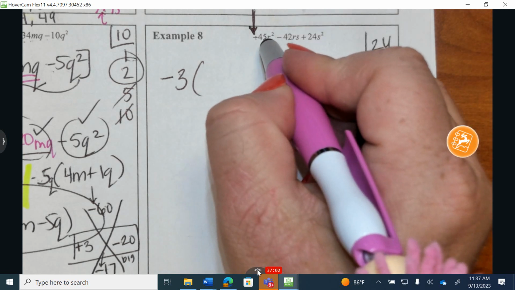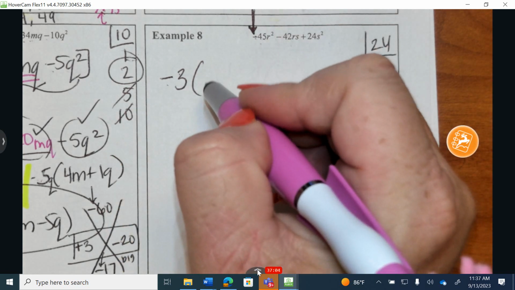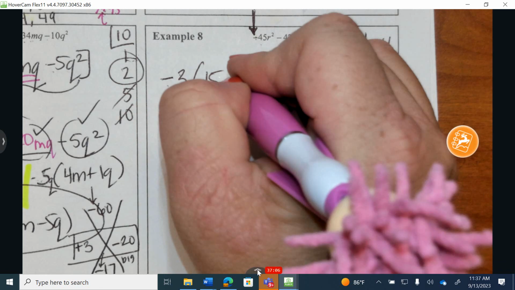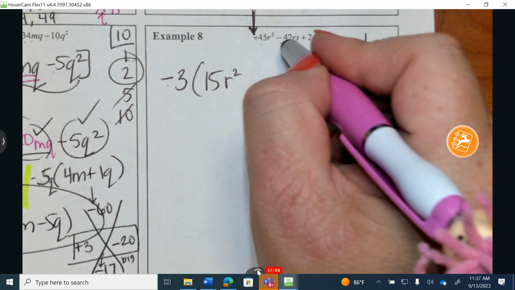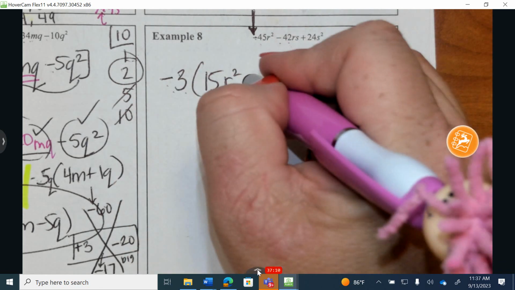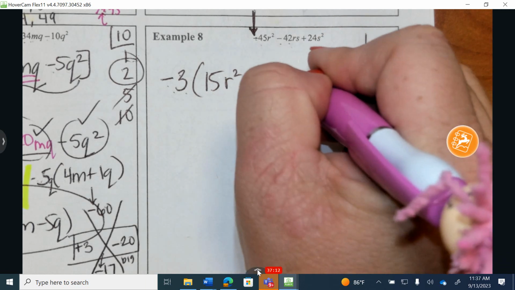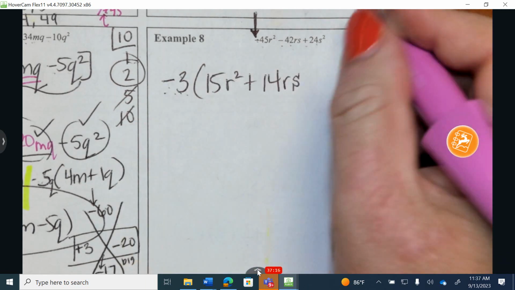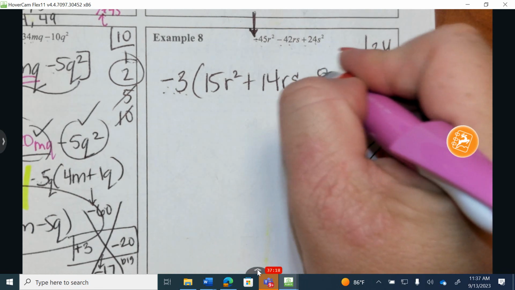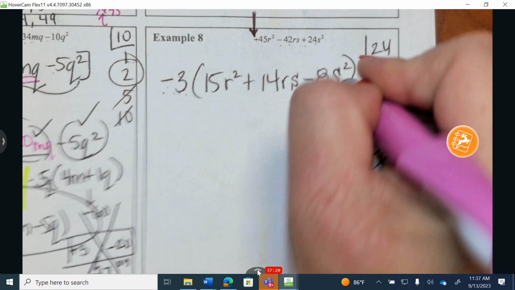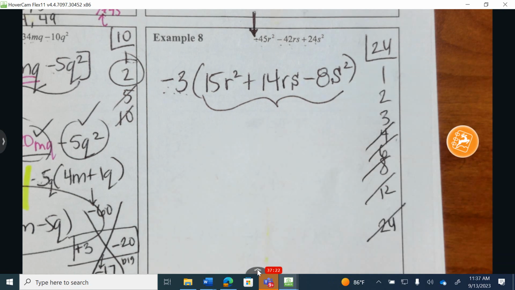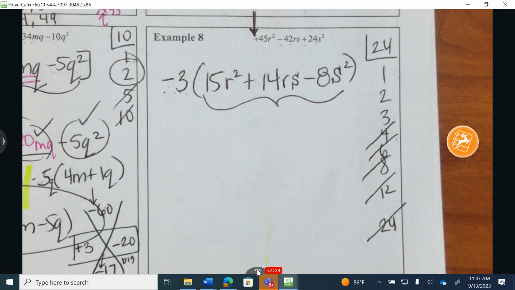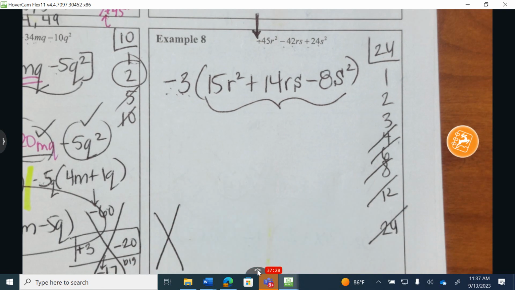Okay, negative 45 divided by negative 3 is a 15. Bring down the r squared. Negative 42 divided by negative 3 is a positive 14 rs. Positive 24 divided by negative 3 is a negative 8 s squared. And I'm making these curly brackets now. And I'm going to start by making this x.